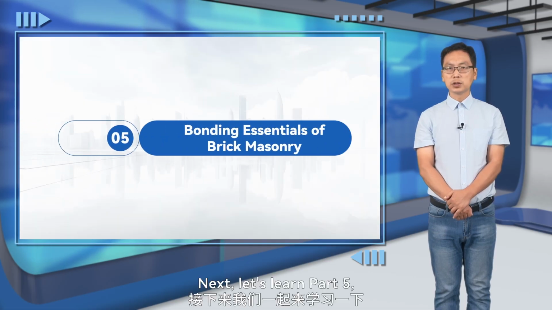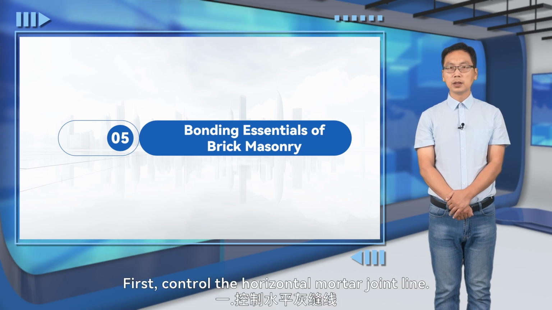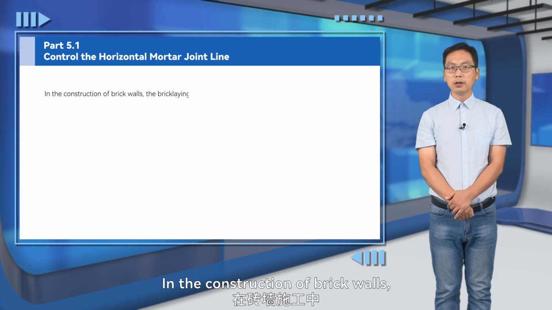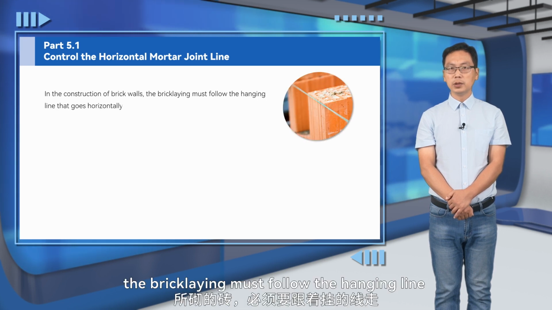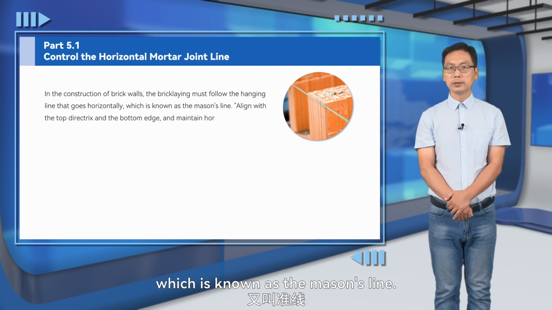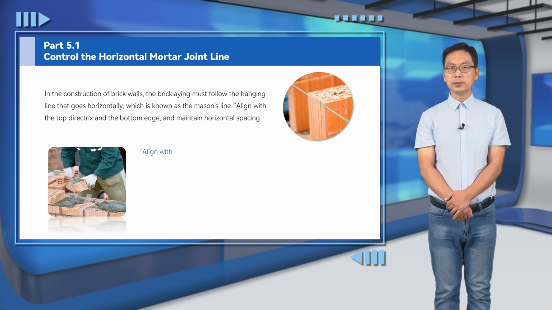Next, let's learn Part 5, Bonding Essentials of Brick Masonry. First, control the horizontal mortar joint line. In the construction of brick walls, the bricklaying must follow the hanging line that goes horizontally, which is known as the mason's line. Align with the top directrix and the bottom edge, and maintain horizontal spacing.